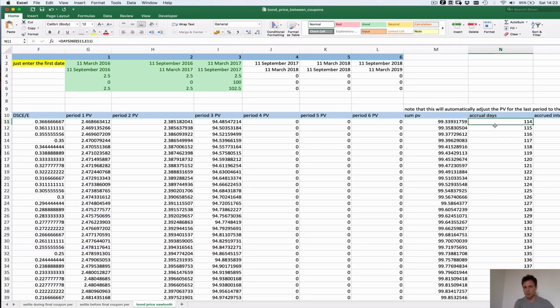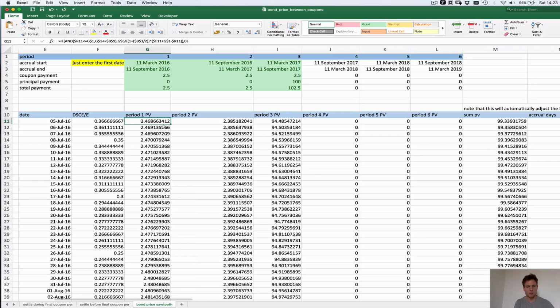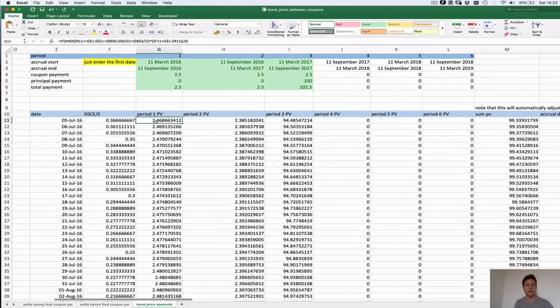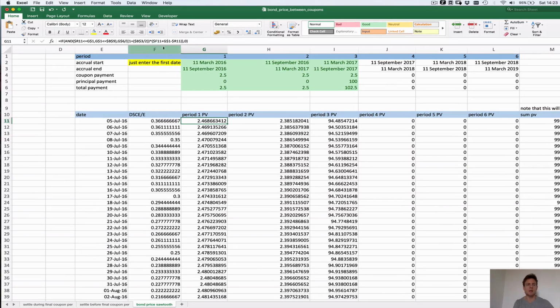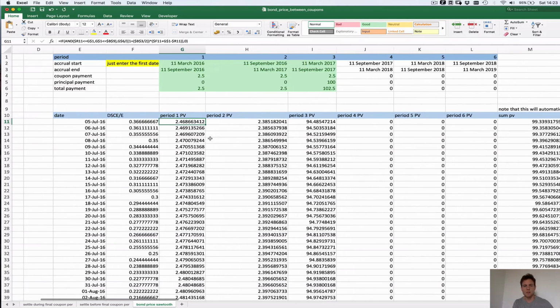So what we do is we're discounting each of these cash flows back, so we're discounting the first cash flow from the 11th of September back to the 5th of July, finding the present value, and we're discounting it at the yield to maturity. The formula here is the exact same formula that we saw in the Excel description for how the price calculation works. So this is the present value of the first cash flow, this is the present value of the second cash flow and the third cash flow.